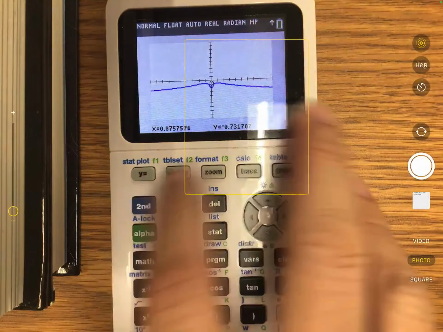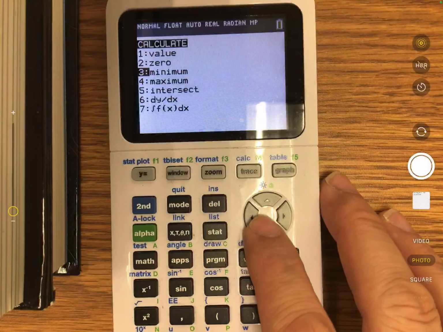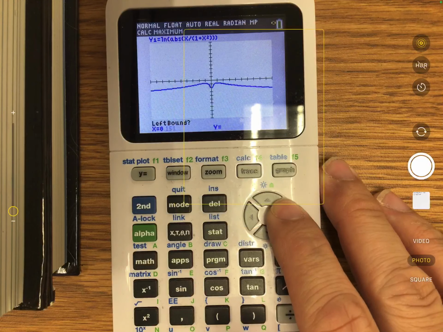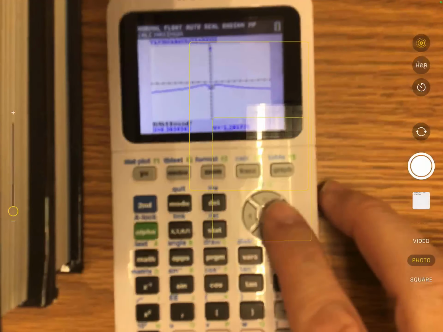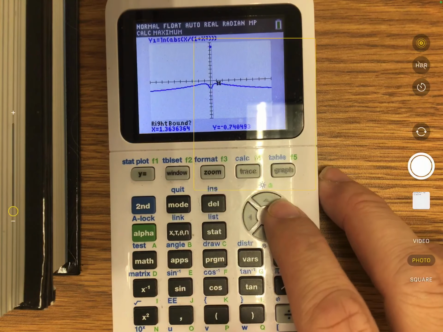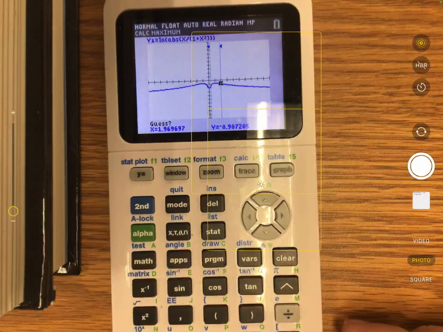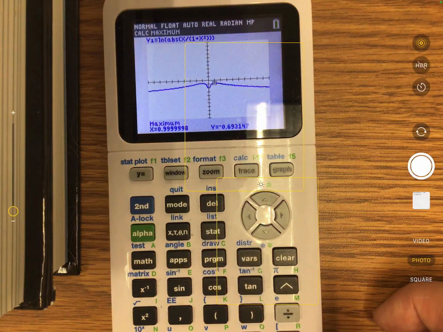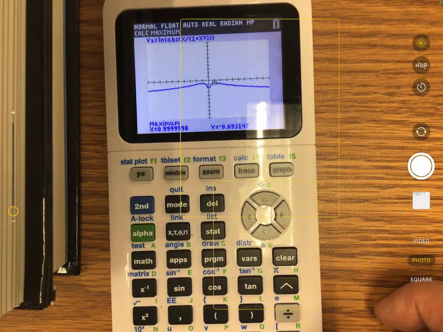And let's do this side. Whoops. Calculate our max again. Set up our boundaries. And it's at the same point at 1. So at 1 and negative 1, we find that we have the same maximum values, negative 0.693.